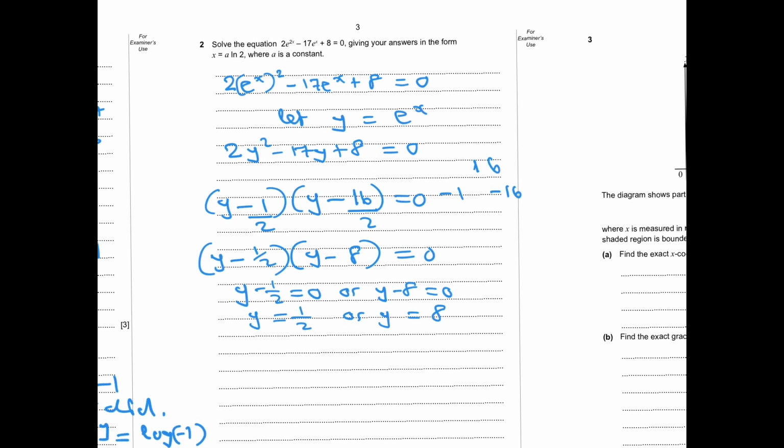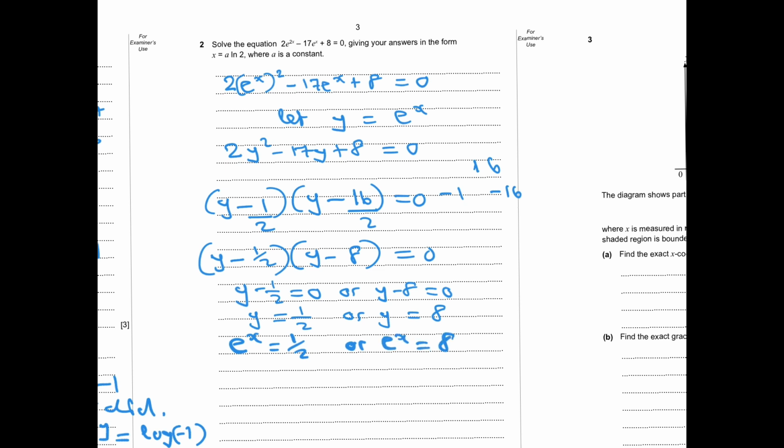Now, remember, we are not solving for y. y is a variable that we just introduced ourselves. We need to go back to what we need to have there. Remember, y is equal to e to the power of x. So our solutions here are for e to the power of x. So I'm having e to the power of x is equal to half, or e to the power of x is equal to 8.